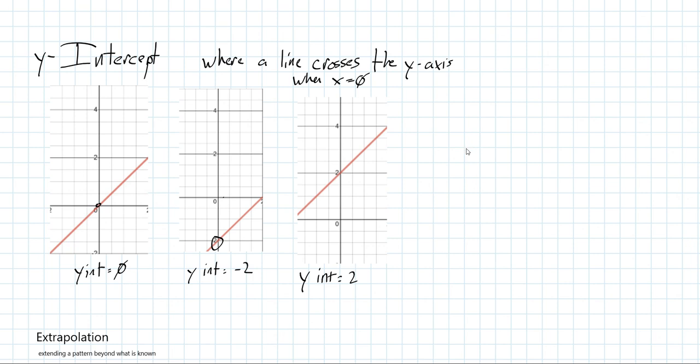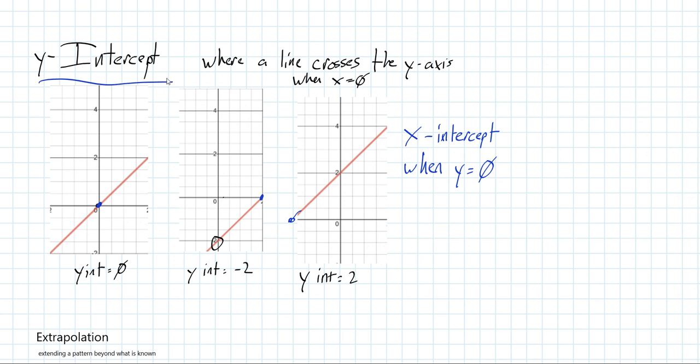You can also have an x-intercept. Where it crosses the x-axis. And that happens when the y value is 0. So when the y value is 0, we would be there, or we would be there, or in this case, our x-intercept is also 0. We would be there.